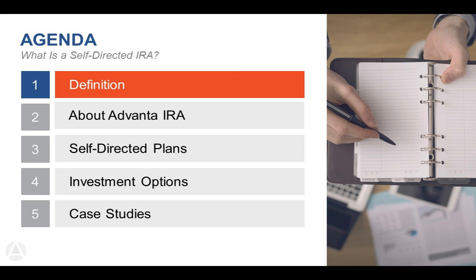A brief overview of exactly what we're going to be covering today in our agenda. We're going to define what an IRA is, especially with regard to self-direction. We're going to cover a little bit about Advanta IRA ourselves as a company, the different types of plans that we have, the investment options available to you, and then what you all are tuning in for today is the case studies of how to actually structure real estate within your IRA or qualified plan.